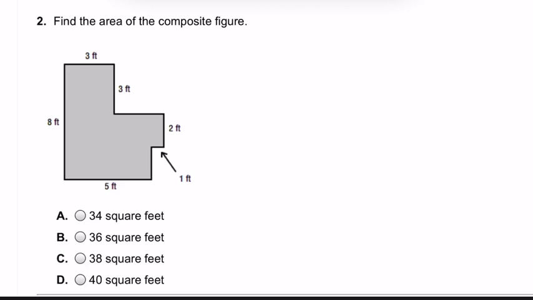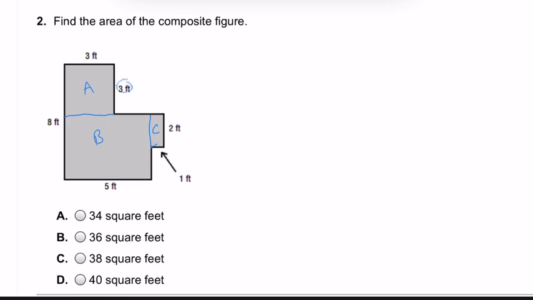Here we have a composite figure. Remember when we talked about composite figures, we said that the first thing that we should do is divide the composite figure into rectangles. Here I can start with this side and put a line. Here from this side I put a line. So now I have 3 rectangles: rectangle A, rectangle B, rectangle C. Now let's first see the sides of each rectangle.